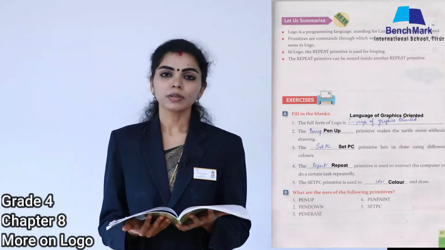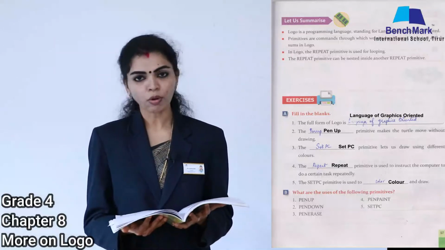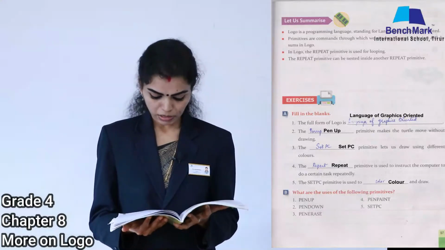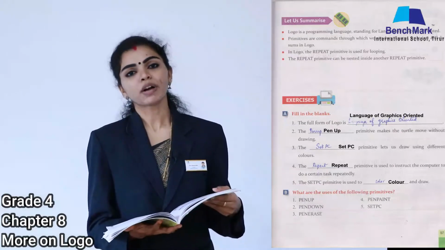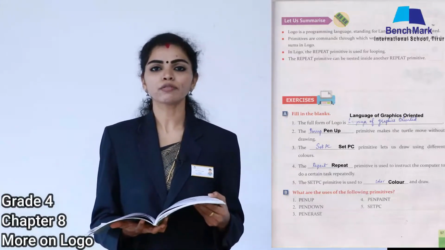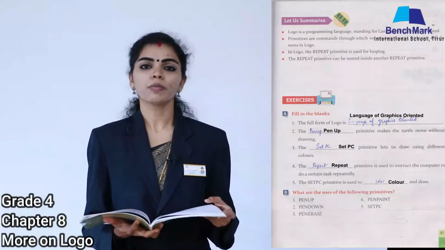Okay. And the B exercise is homework for you. What are the uses of the following primitives? Pen up, pen down, pen erase, pen paint, set pen color. So all these primitives' functions are given in your book. You have to note it here. Okay. You have to write it here. So this is homework for you guys.